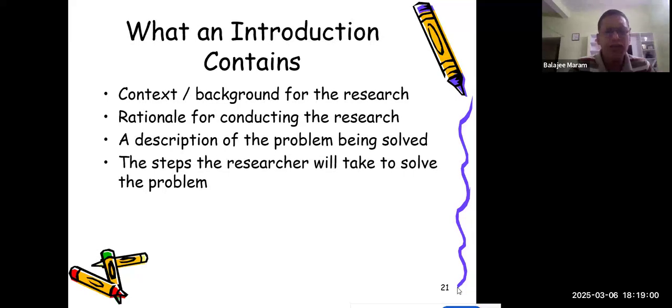Just a simple description. Suppose we have identified some problem. Definitely, we need to give a few points about that particular problem. What is the main problem, and why are we doing research like that? Then the steps the researcher will take to solve the problem. Not only the problem definition, we need to give a few points about how to handle and resolve that problem, and what steps are required to resolve that issue.